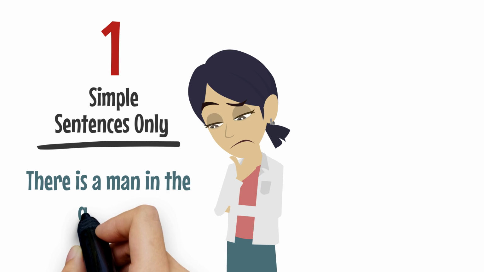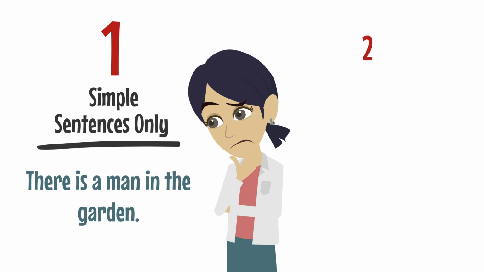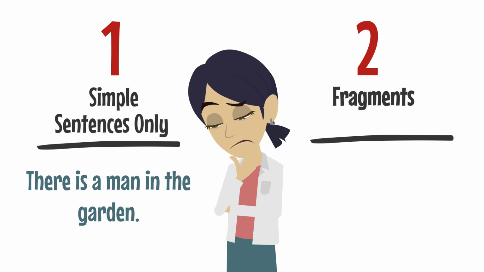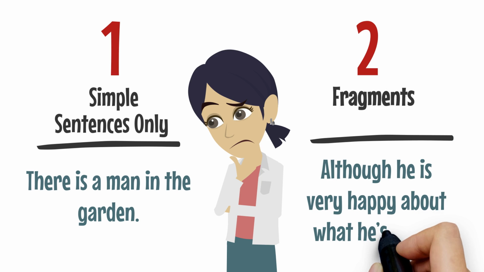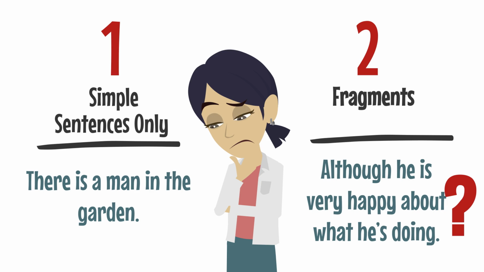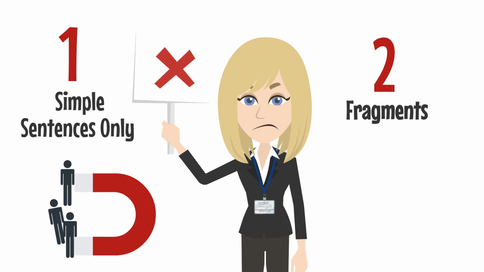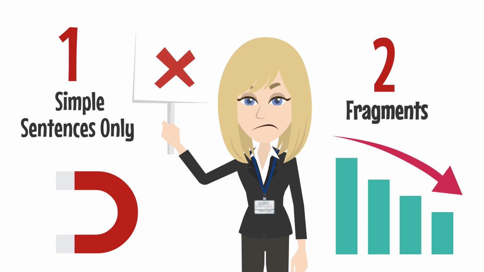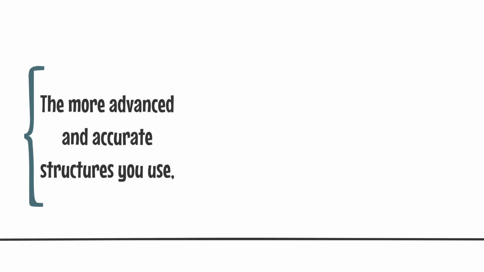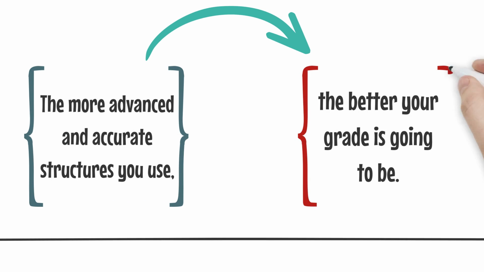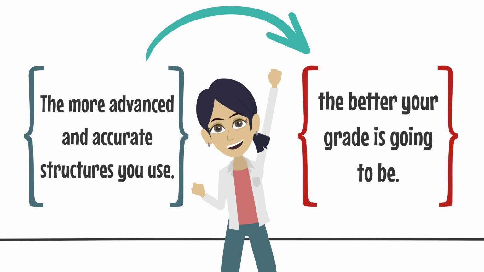When reading Liu's writing, I noticed that she tends to write very simple sentences. For instance, there is a man in the garden, or fragments. Although he is very happy about what he's doing, so what? Liu's mistakes are some of the most common speaking and writing problems that can affect your production score. Please remember that the more advanced and accurate structures you use, the better your grade is going to be.